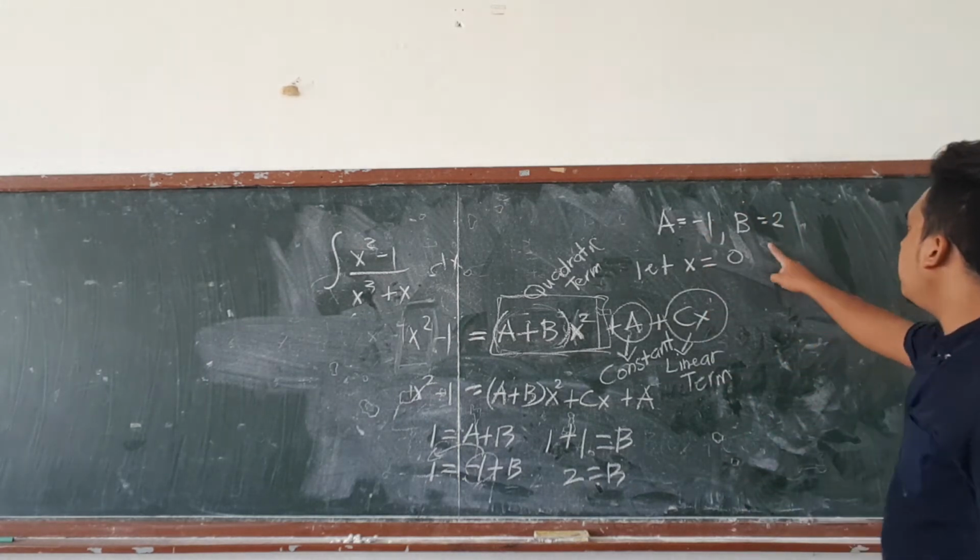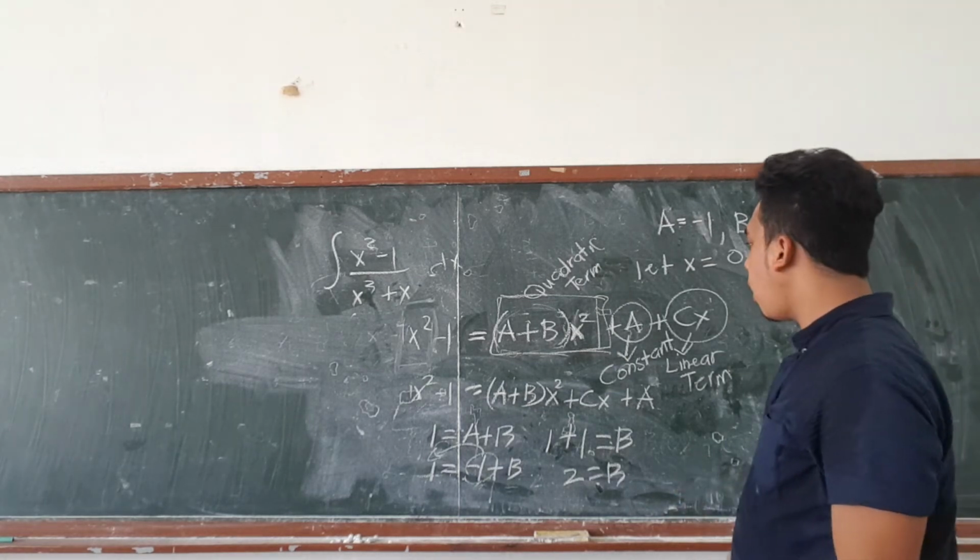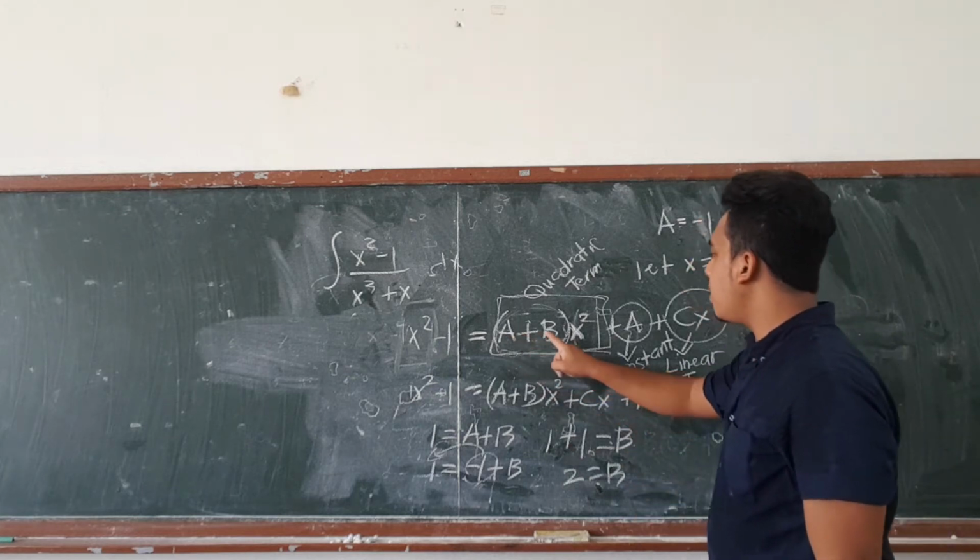So a is negative 1, then b is equal to 2. Since we have here 3 constants, we need a, b, and c.